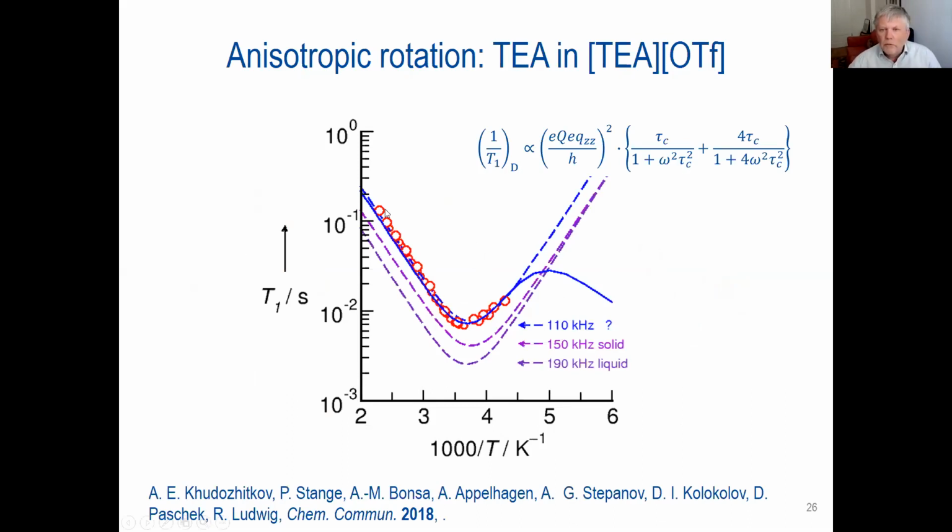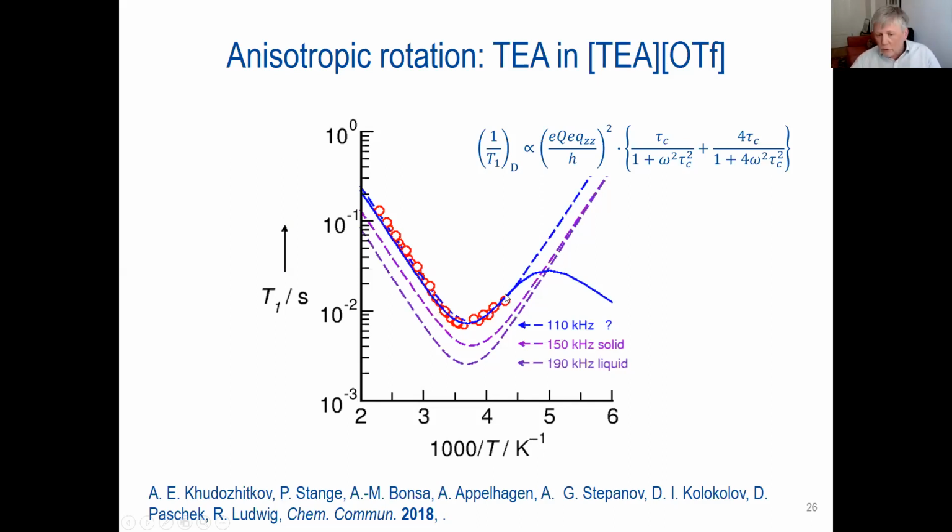So we use this ionic liquid here, the triethylammonium triflate ionic liquid, and here are the data points we measured in red. There are bigger and smaller circles that depend on the frequency of the spectrometer. In one case it was 500, in the other 400 megahertz. And of course, we find this nice dispersion behavior. We are out of the extreme narrowing limit.